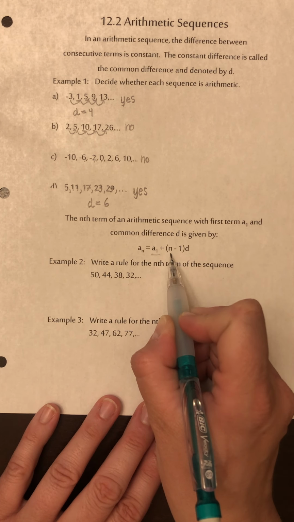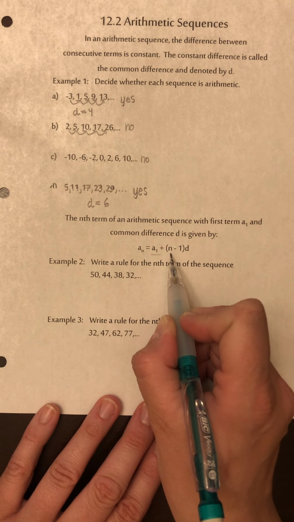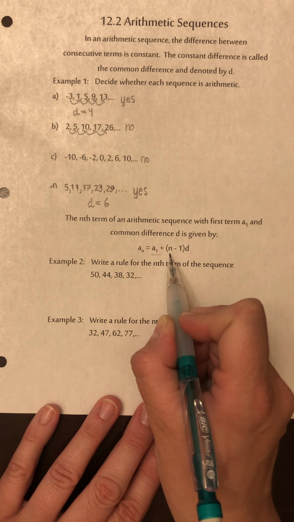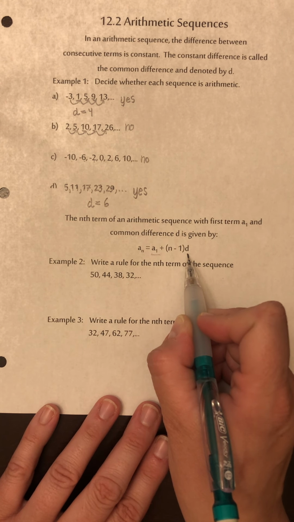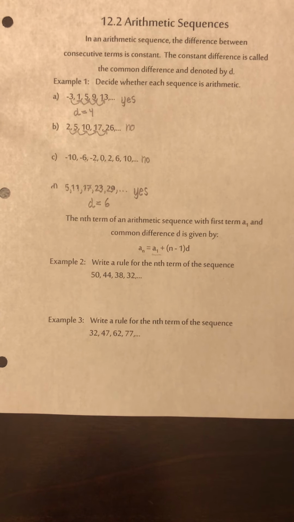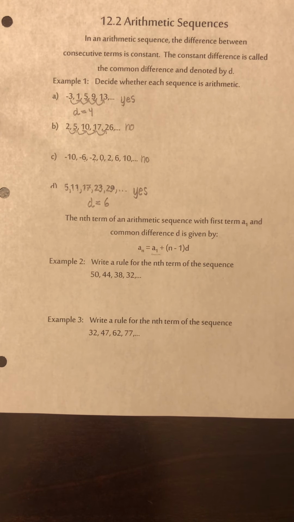We need to know what n is. So are we trying to find the 4th term? Are we trying to find the 20th term? Whatever the number of the term is that you're trying to find, that's the n. And then the last thing we need to know is what the common difference is. And if we know those things, then we can use this formula. You guys do need to learn, memorize this formula, so maybe put a star beside that. That's something you need to know. So next example says write a rule.